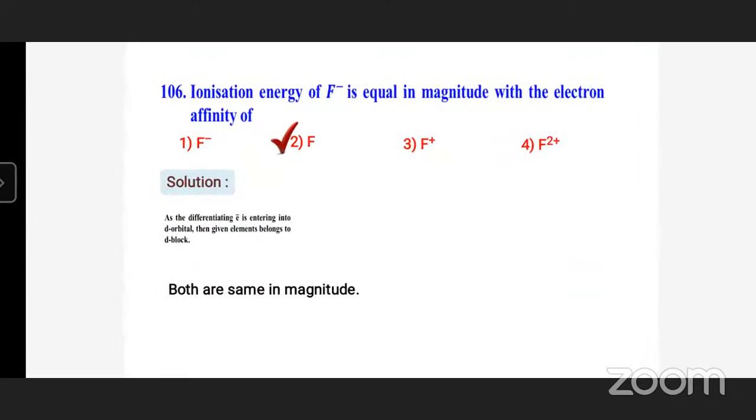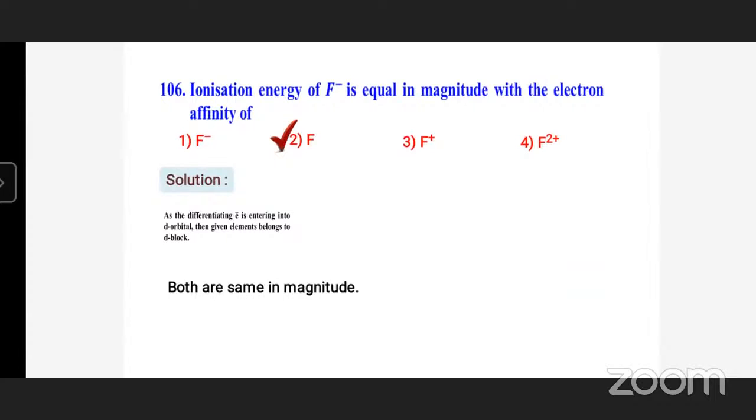Ionization energy of fluoride F minus is equal in magnitude to the electron affinity of F, F minus, F, F plus. Both are the same magnitude, F minus and F. So the second option is the right option.